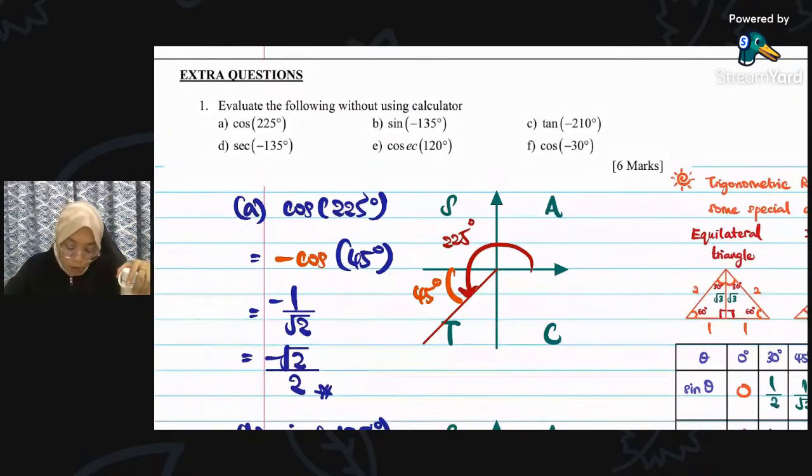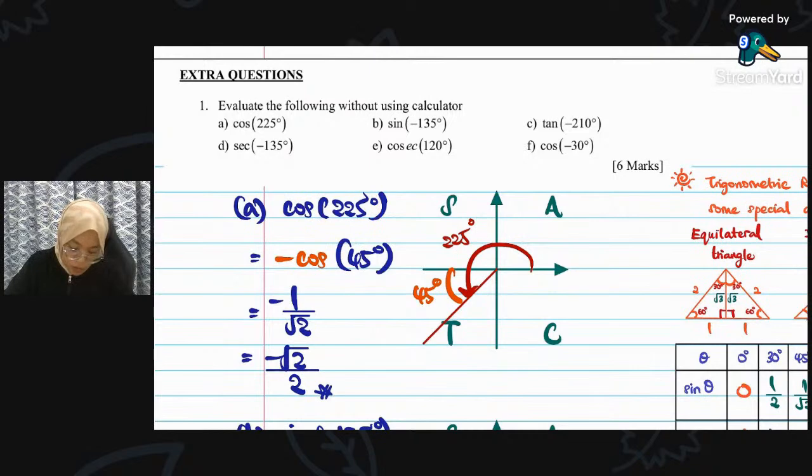Cara-caranya adalah you perlu pakai all science teacher crazy. Okay, so all science teacher crazy. Kejap ya. So cos 225. 225 is very big. It's like third quadrant, right?